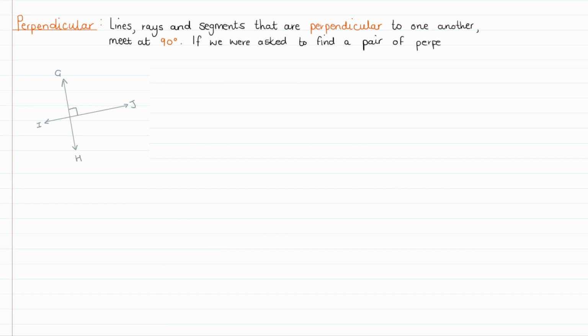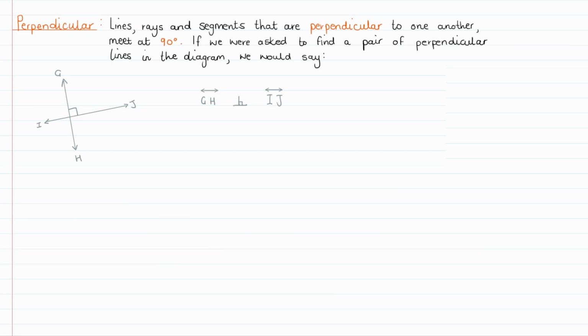If we were asked to find a pair of perpendicular lines in the diagram, we would say line GH is perpendicular to line RJ. Take note of the perpendicular symbol we use here to answer the question.